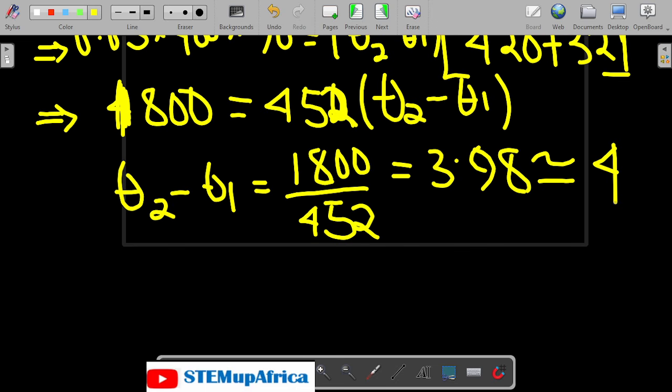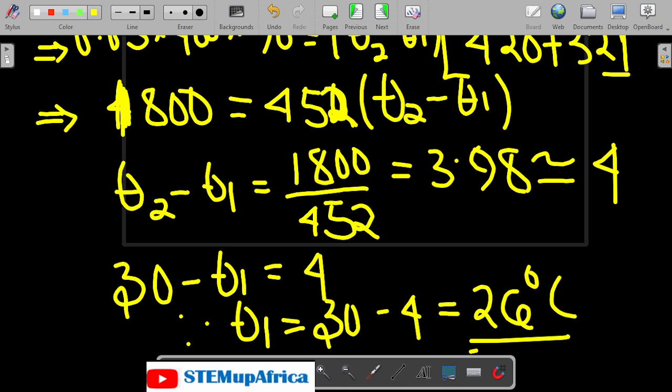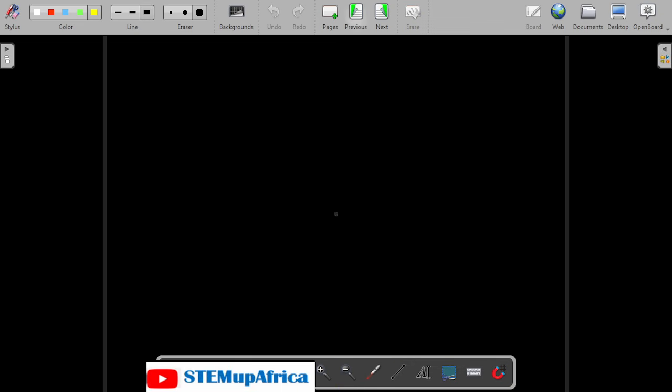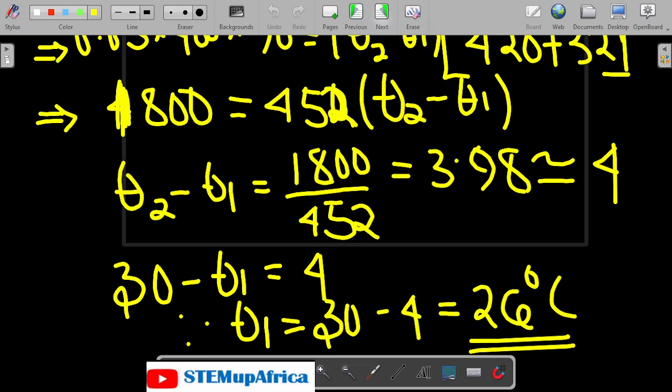So what is theta 2? 30 minus theta 1 is equal to 4. Therefore, theta 1 will simply be 30 minus 4, which is 26 degrees Celsius. That's not the mass of the water; it's 26 degrees Celsius. Okay? So that is question 13D. Let's go to question 14.